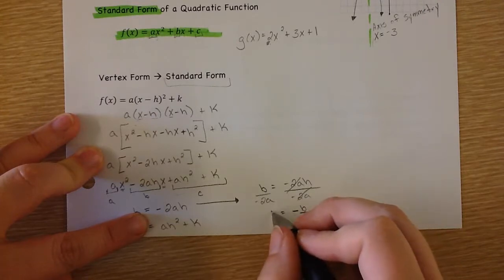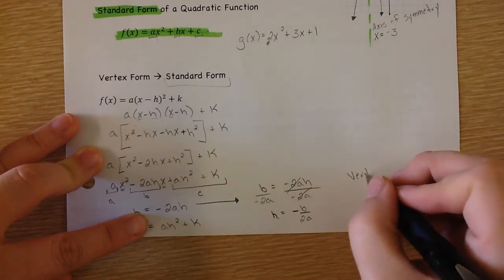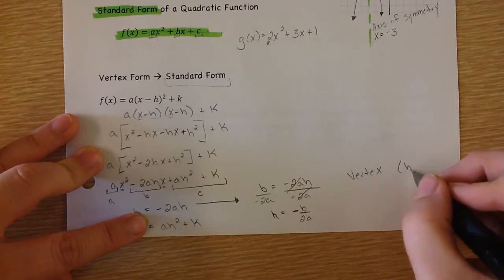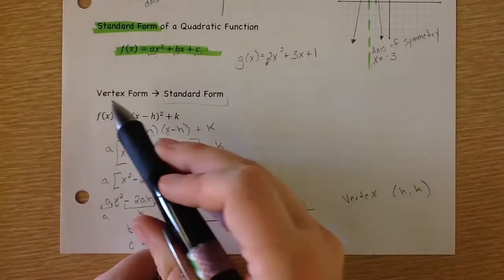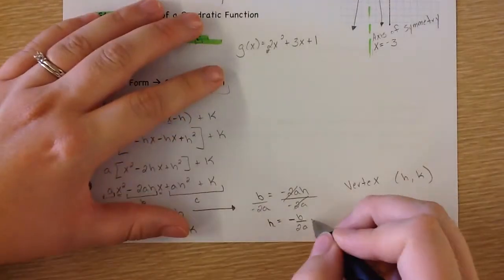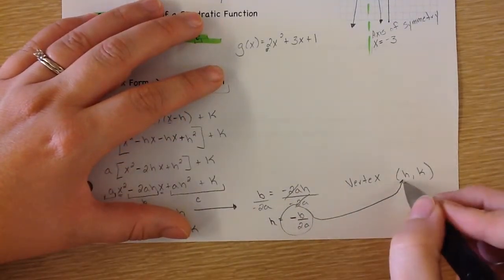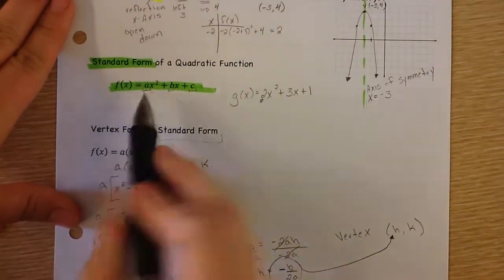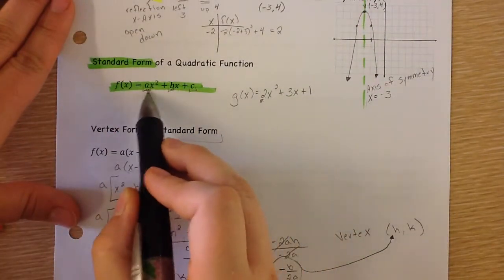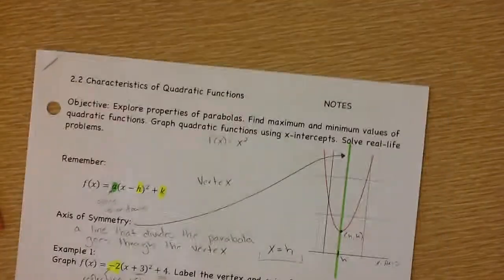How that is helpful is my vertex, remember from vertex form, is at the point hk. So if I don't have it in vertex form, I can get my vertex by doing negative b over 2a instead, where my b is here, my 2a is there. Okay, so let's go ahead and compile all that bits of information.